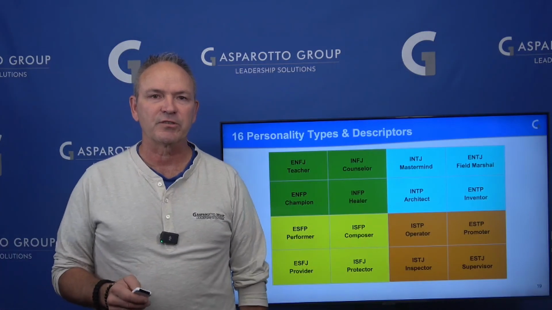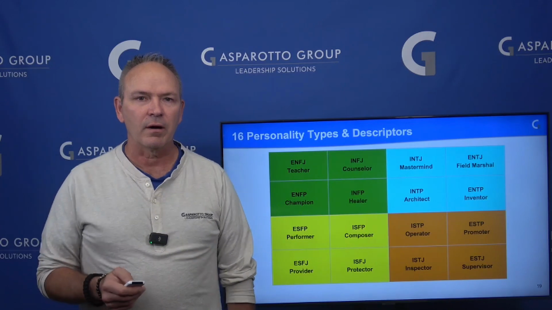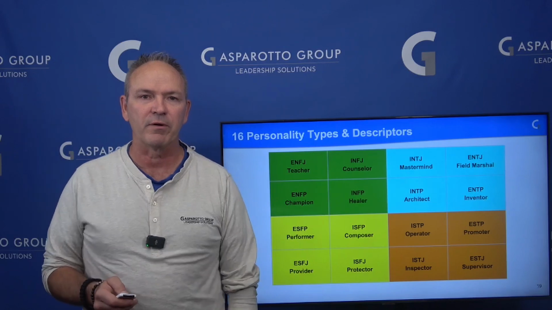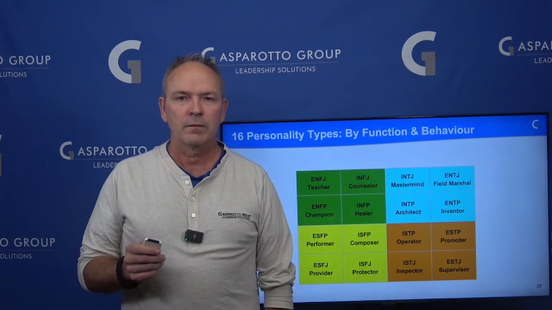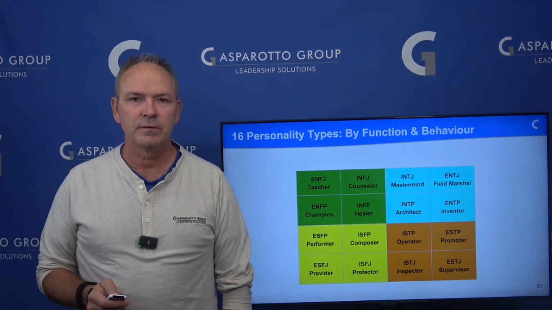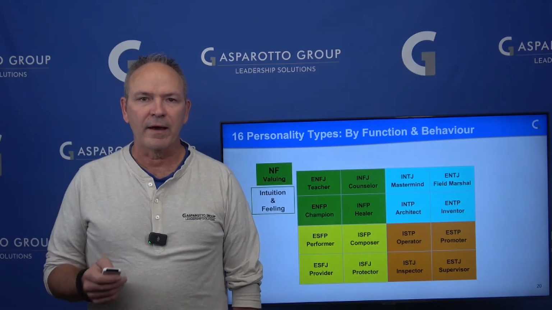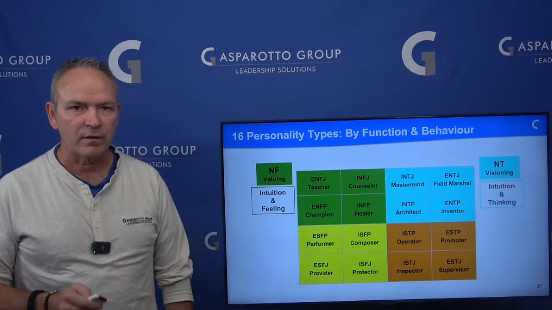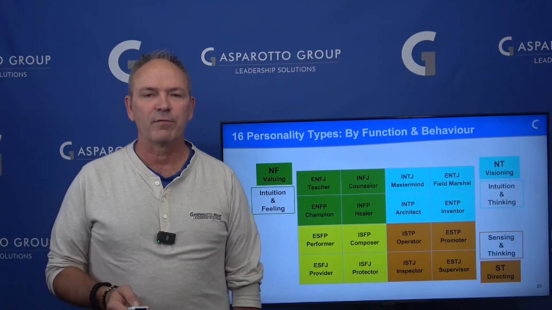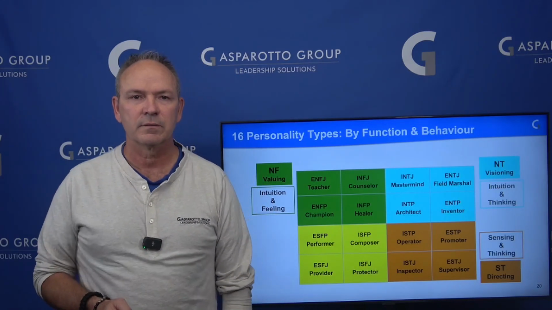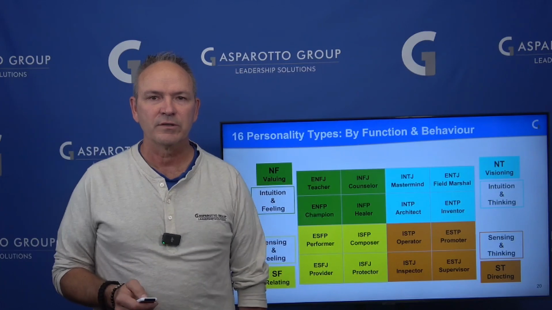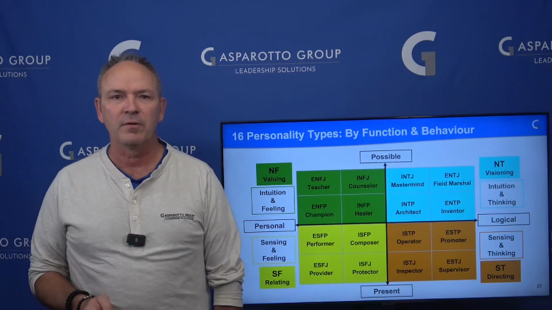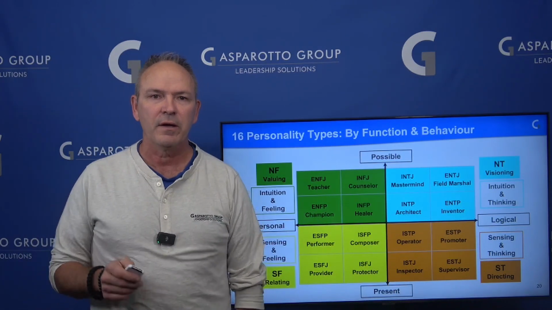The MBTI generates 16 personality types. Here are the 16 MBTI personality types with a descriptor that characterizes the predominant behavior of the individual. The 16 personality types are grouped by function and preference. NF, valuing, is intuition and feeling. NT, visioning, intuition and thinking. SF, relating, sensing and feeling. ST, direction, sensing and thinking. The X and Y axis illustrate the respective personality types' predispositions towards decision-making and related actions.